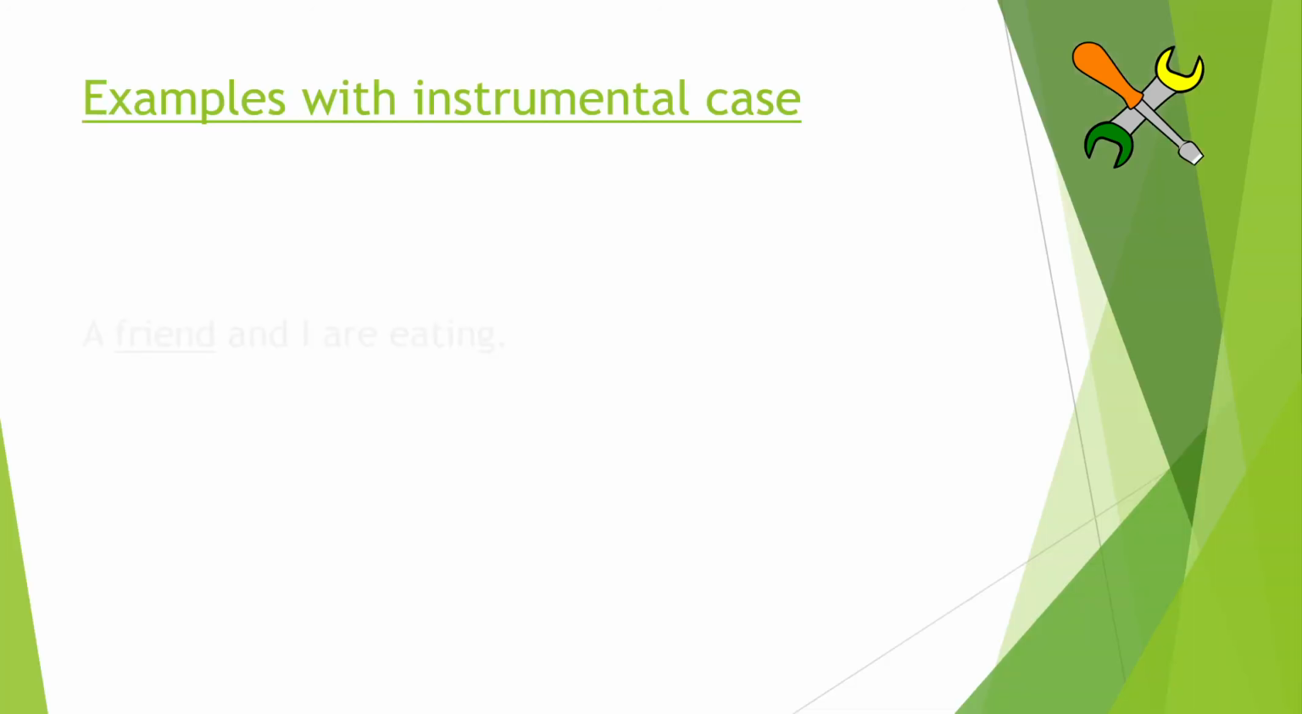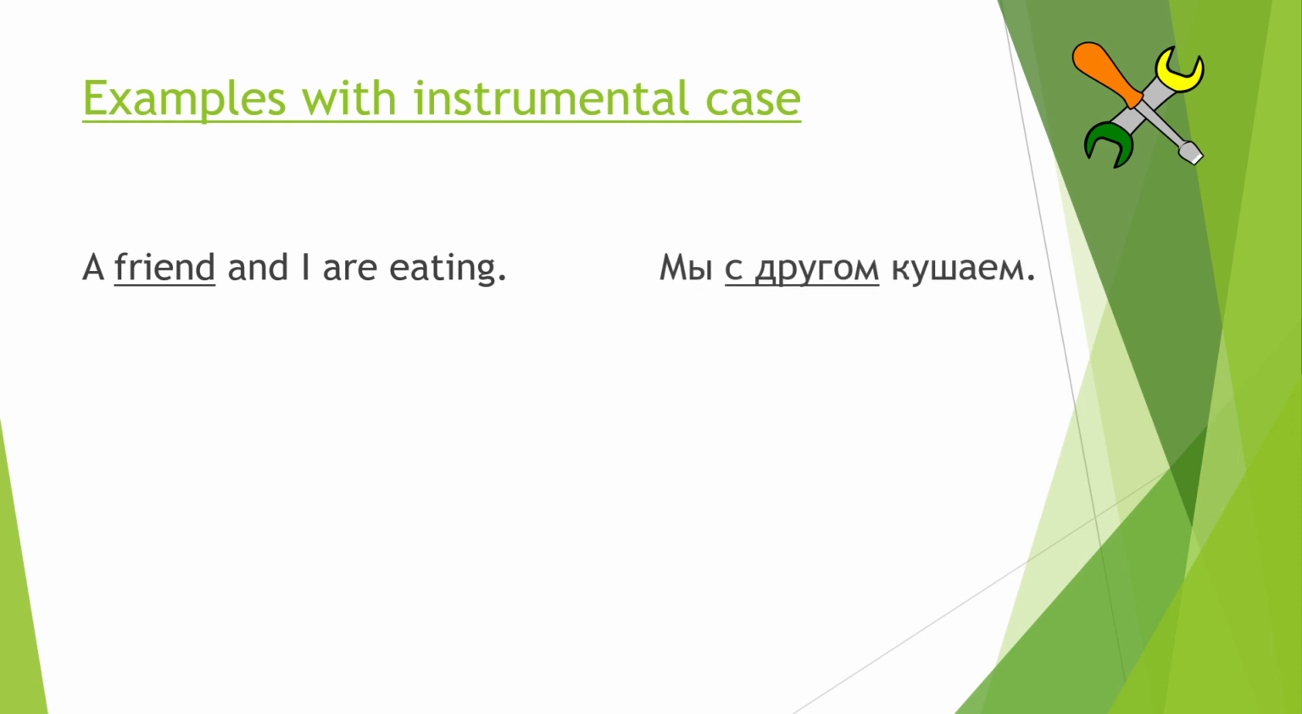Some examples. A friend and I are eating. So that is that specific we were talking about in the last video, right? So in Russian, we wouldn't say a friend and I. We would say we, with a friend, are eating. Мы с другом кушаем.